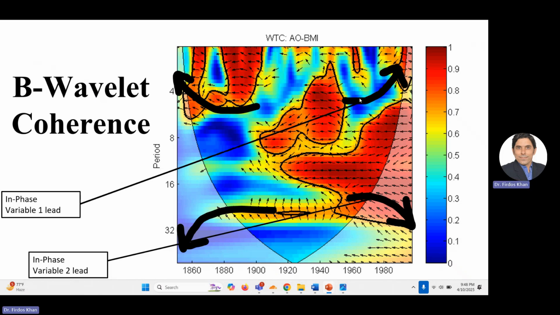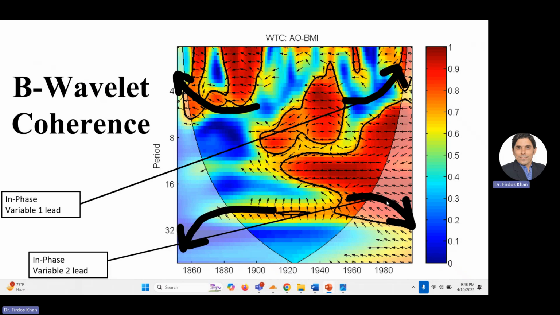And if the arrows are toward right upward, this means that the variables are in phase and variable one leads. That means variable one influences the second variable. Like in this case, AO is one variable and BMI is another variable. So in this case, AO influences the BMI.